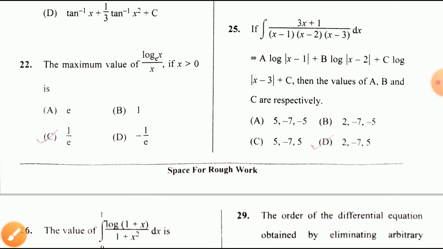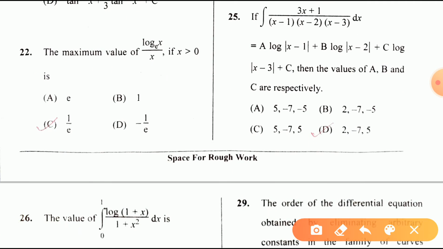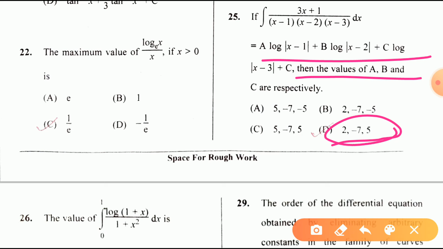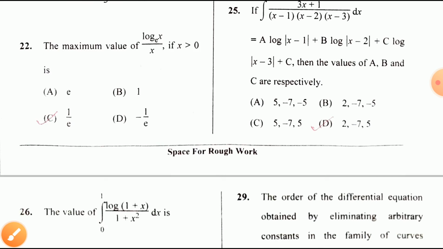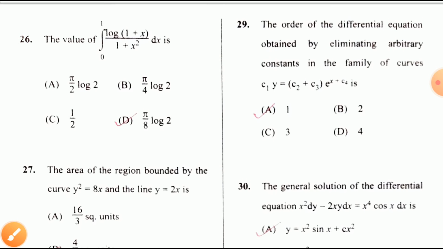Then question number 25. If the integral of 3x plus 1 divided by x minus 1 into x minus 2 into x minus 3 into dx is equal to a times log of modulus of x minus 1 plus b times log of modulus of x minus 2 plus c times log of x minus 3 plus c, then the values of a, b, c are respectively 2, minus 7, 5. Next, question number 26.